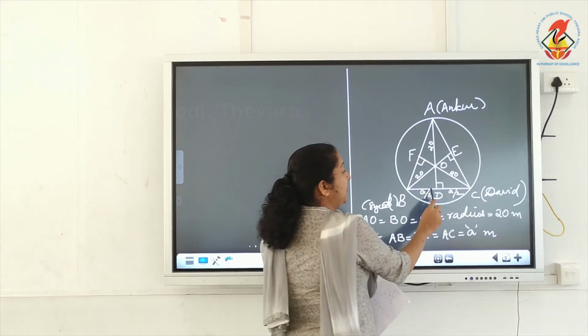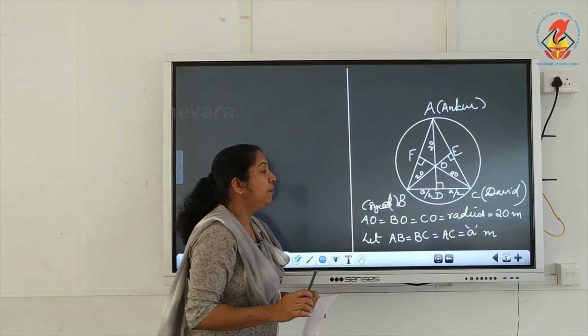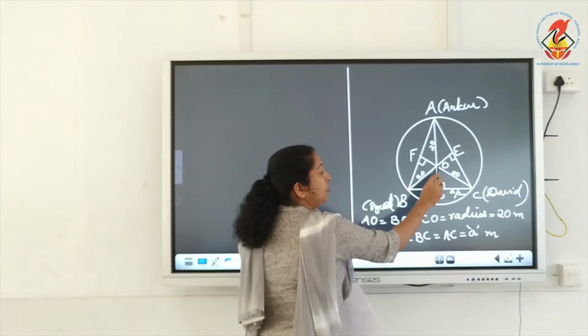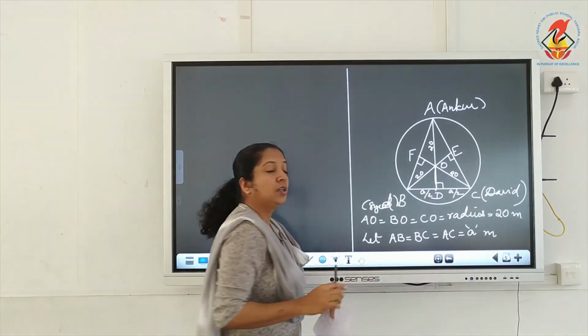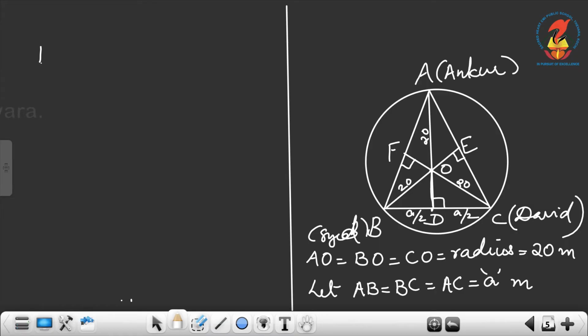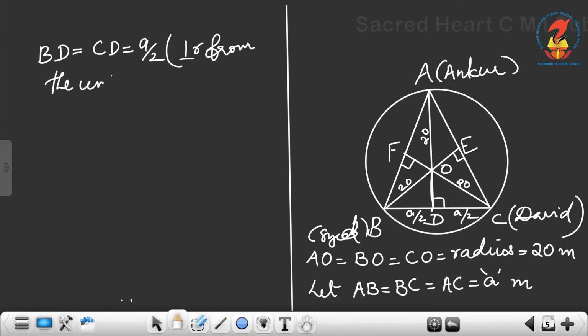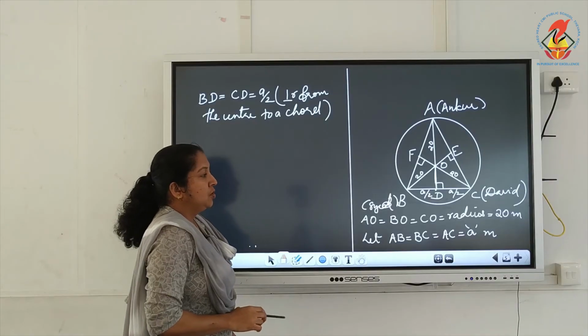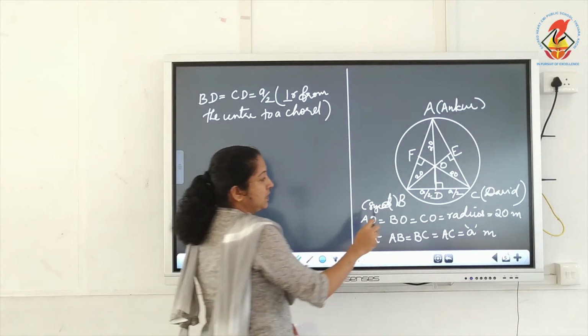So, clearly BD is half of a because OD is a perpendicular from the center to the chord. So, BD is equal to CD is equal to a by 2. The reason is perpendicular from the center to the chord. So, we are getting this as a by 2.